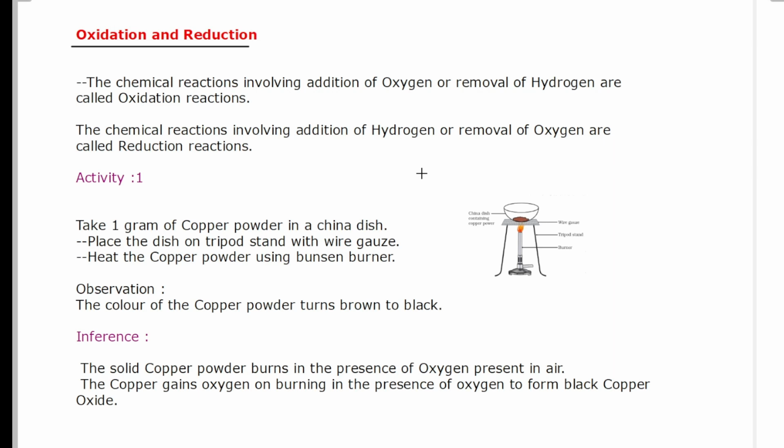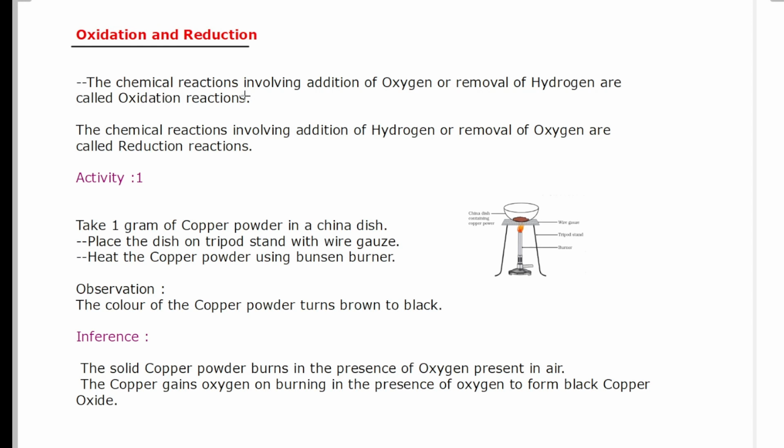Hello, my dear students. In the previous session, we had discussed the double displacement reaction. Today, we are going to learn the last type of reaction, that is oxidation and reduction reaction. We are going to understand oxidation and reduction in terms of gain or loss of hydrogen and gain or loss of oxygen at your level. Let's understand the meaning of oxidation reaction first.